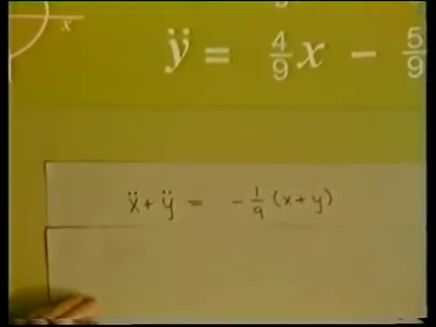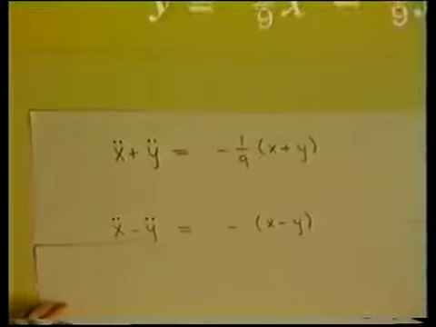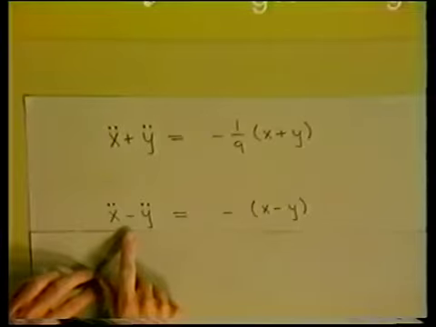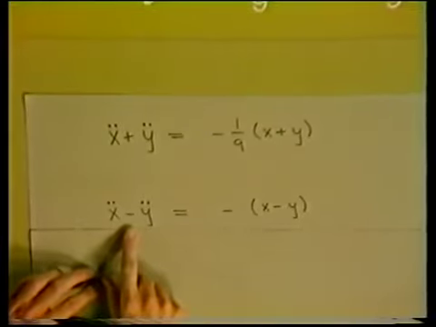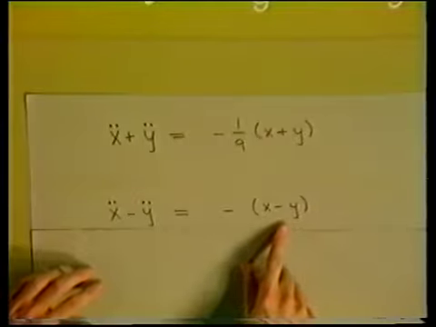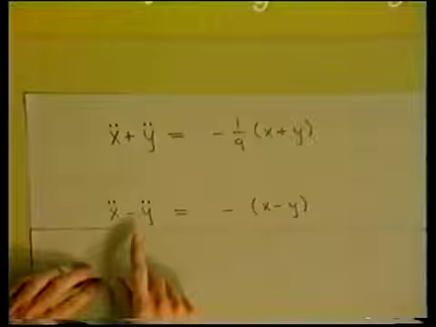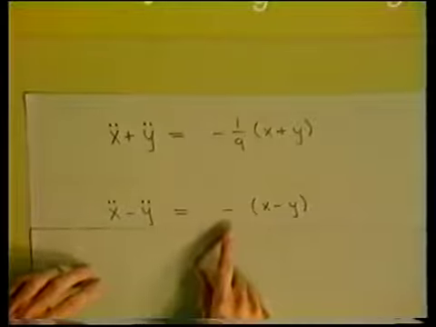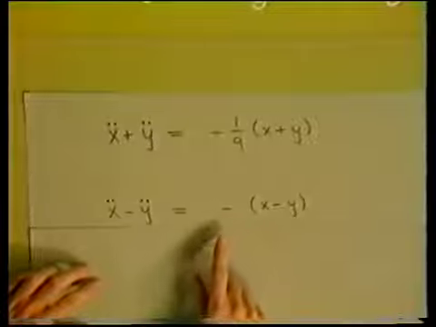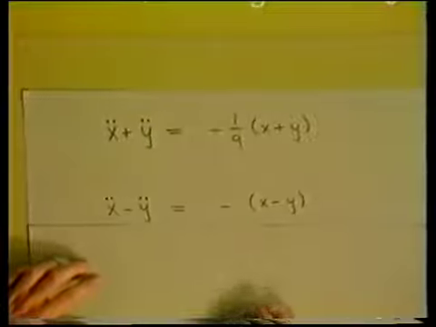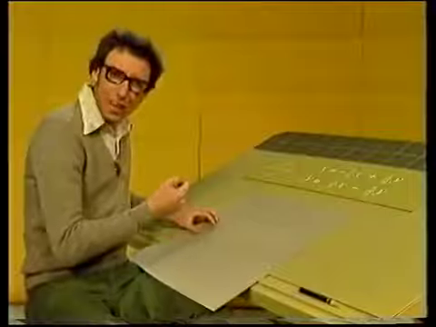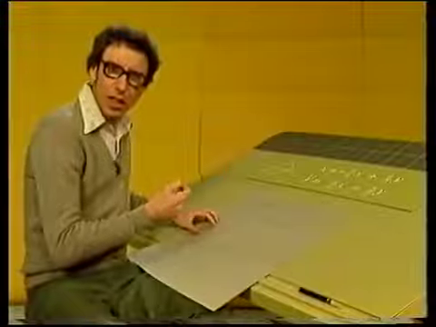If I subtract them, I get this. In this equation, we have the second derivative of x minus y equal to a constant times x minus y. That's to say, the second derivative of a quantity proportional to that quantity with a negative constant of proportionality. And that means that we have the equation describing simple harmonic motion. And having recognized the equation as that, I can solve it.